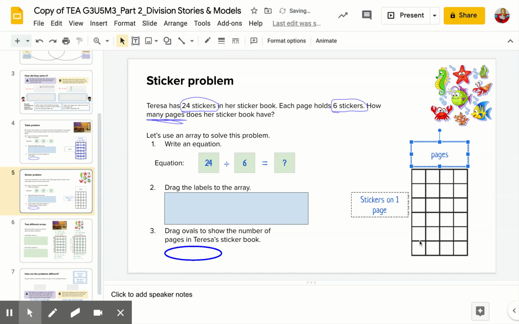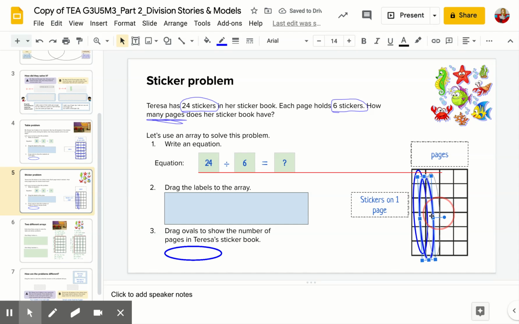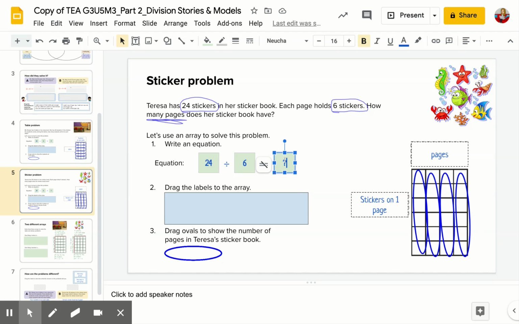So there's 6 stickers on each page. 1, 2, 3, 4, 5, 6 stickers on each page. And that means there are 1, 2, 3, 4 pages. So this time, instead of going across, we need to make these rubber band things go up and down. That's 1, 2, move that guy over, 3, and 4. So now we show that we have 4 pages with 6 stickers on each page.